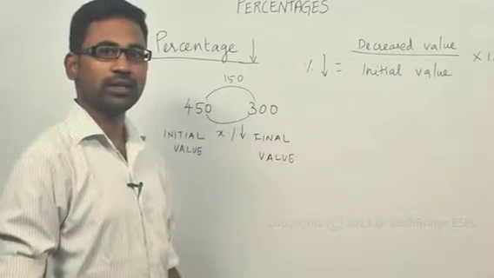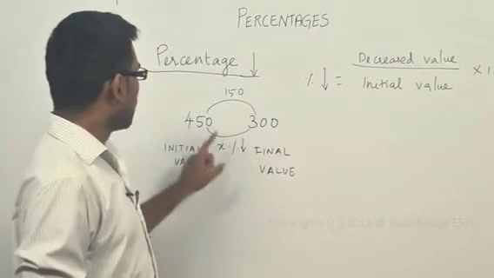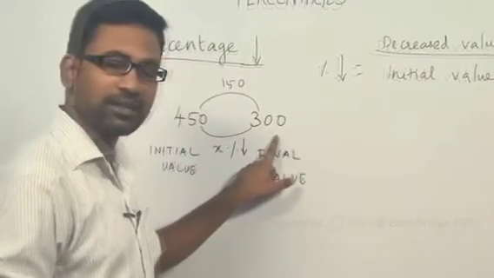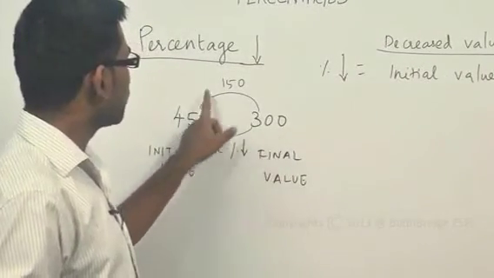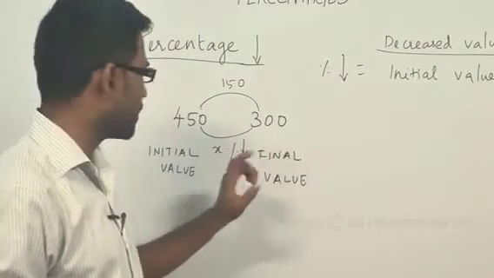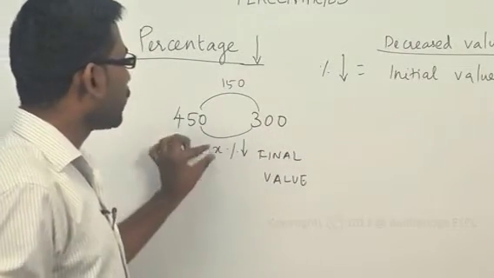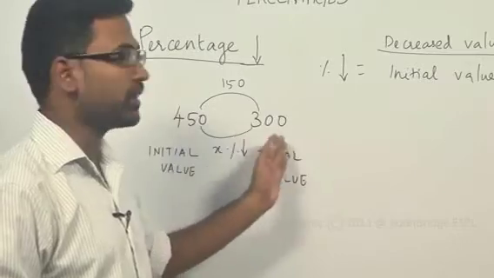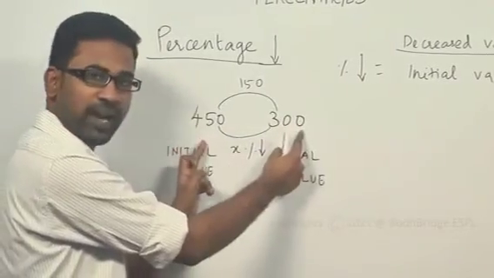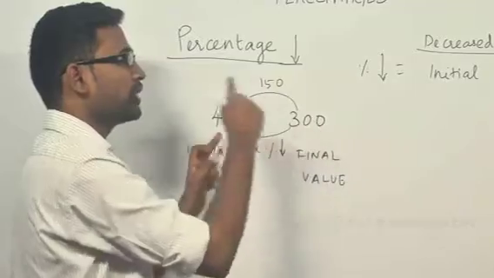The next one is the percentage decrease. 450 is the initial value and it got decreased to 300. So 150 is the value which got decreased from the initial value. So we need to find what percentage decrease happened in this. 450 is the initial value, 300 is the final value, 150 got reduced.